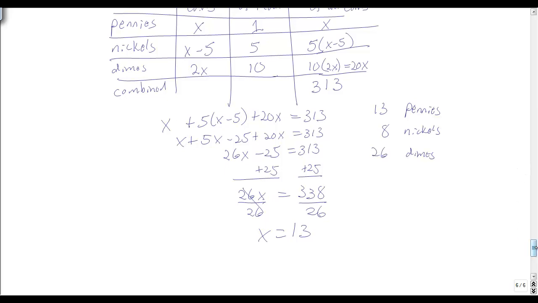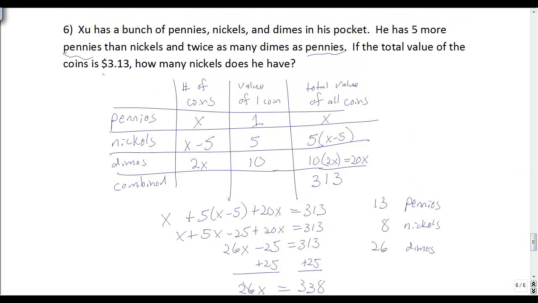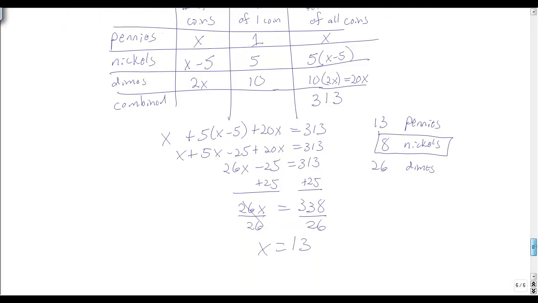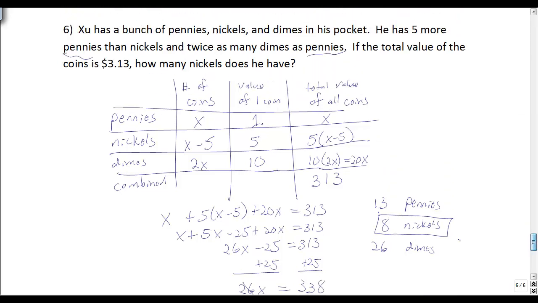Now I should make sure I answer what's asked. It says the total value of the coins is 313. How many nickels does he have? So maybe I just box that. There are 8 nickels. Now, one thing I would do here is check that my answer with 13 pennies, 8 nickels, 26 dimes actually works out with what we're given.